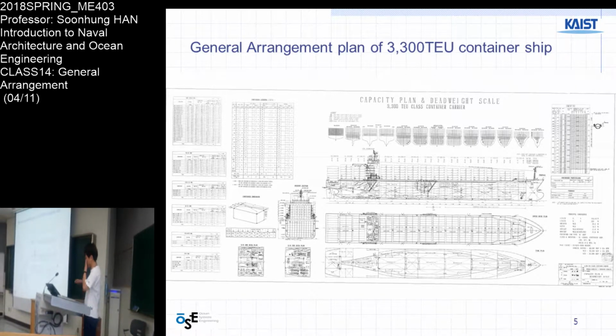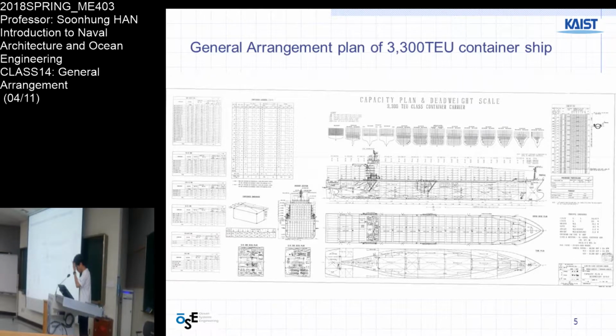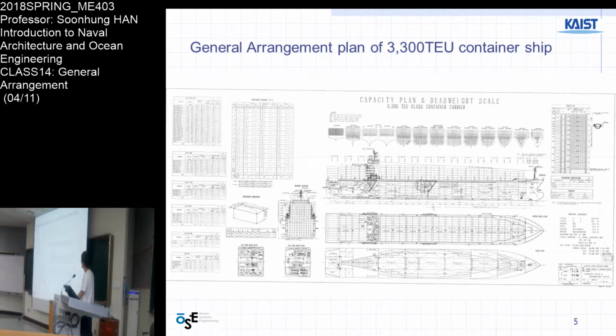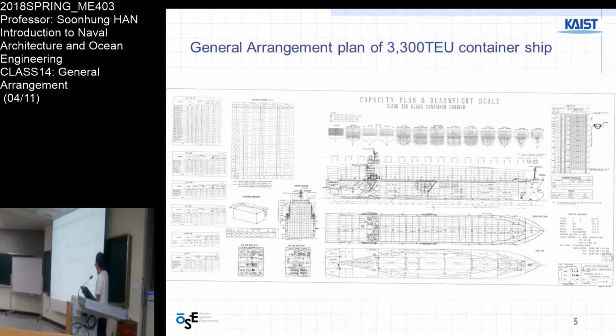As you can see, those drawings are general arrangement drawings, and this is a real drawing used by a ship making company. So we should be able to draw or understand this drawing when we work for a ship company. So there are three main drawings for a ship, and one is a general arrangement, and one is the midship section drawing.